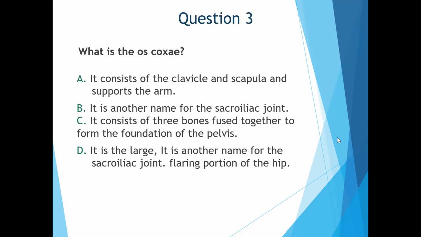All right, next question. What is the os coxae? A, it consists of the clavicle and scapula and supports the arm. B, it is another name for the sacroiliac joint. C, it consists of 3 bones fused together to form the foundation of the pelvis. Or D, it is the large.